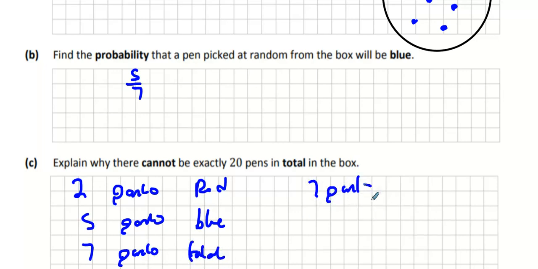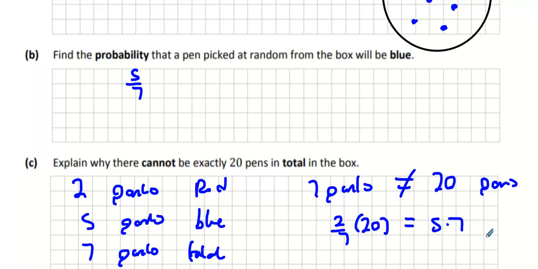7 parts cannot equal 20 pens because you can't have a decimal of a pen. Or let's say 2 sevens of 20. Well, 2 sevens of 20 would be 5.7. How can you have 5.7 red pens? 7 parts does not go in equally to 20 pens, and it has to go in equally.